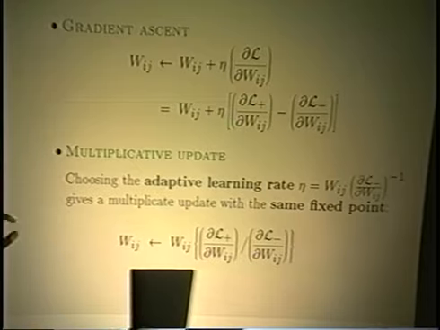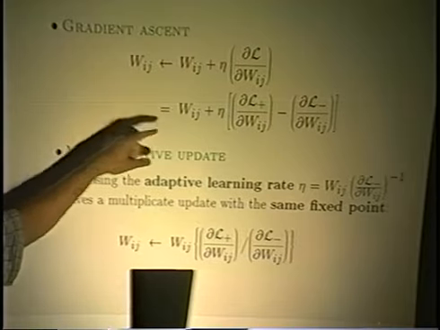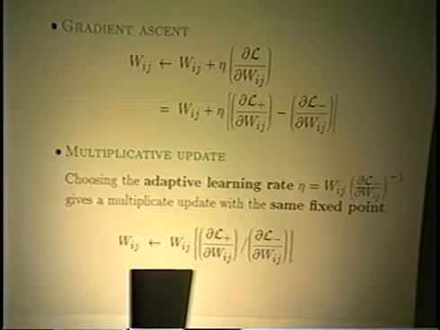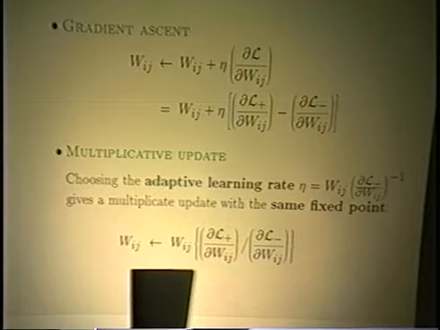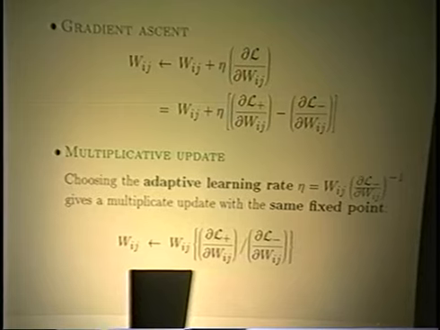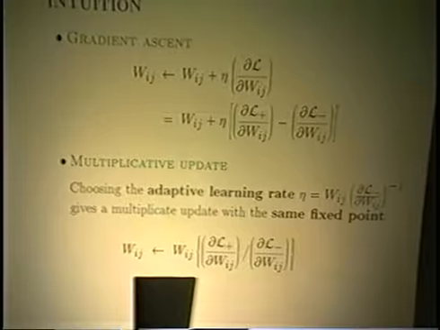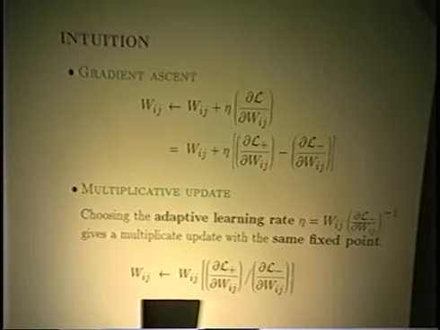When I do that, this gradient ascent rule basically collapses to this multiplicative update. So we can see the multiplicative update is actually just a gradient rule, but where the learning rate has been chosen in a way that guarantees that I always go uphill, even when I'm taking a finite step as opposed to an infinitesimally small step.